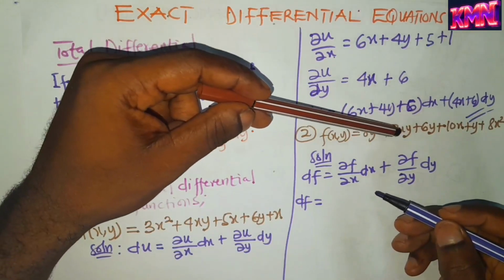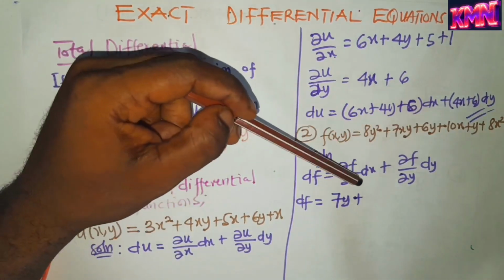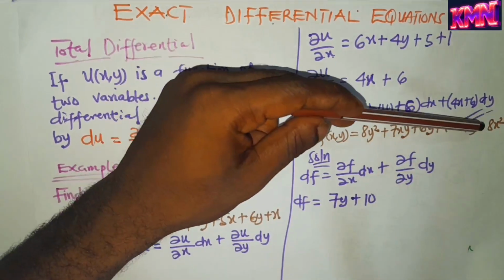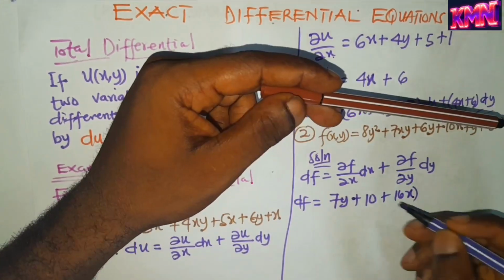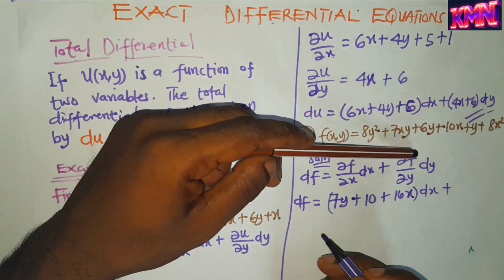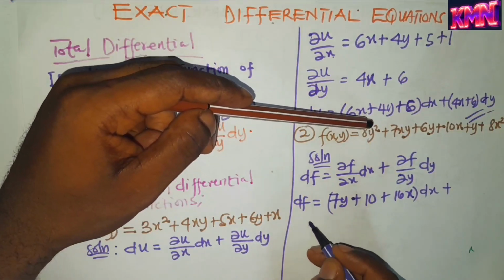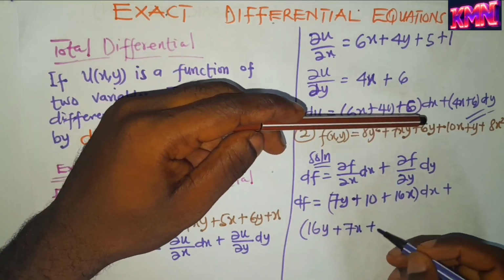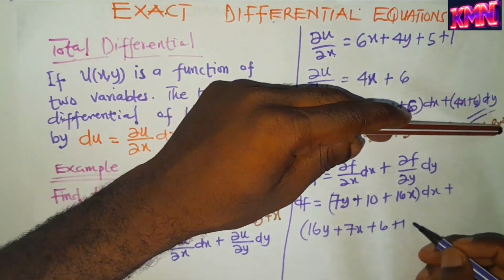All of this, when you differentiate that, we are going to get 7y, plus the whole of this, because it's with respect to x, it's a constant, so it goes to 0. This gives us 10. And then this goes to 0, and this gives us plus 16x, dx, plus, now we are differentiating the same function with respect to y. So here with respect to y, we are going to get 16y plus 7x plus 6 plus 0 plus 1 plus 0, dy.